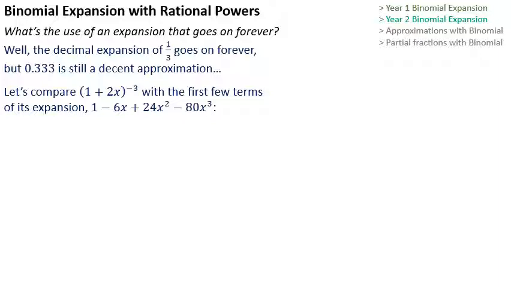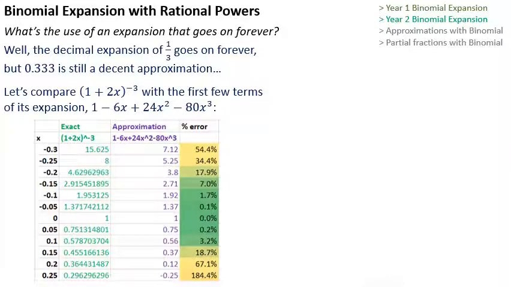It's going to do 1, take away 6 lots of the input value plus 24 lots of the input value squared, take away 80 lots of the input value cubed. And as long as the input value is small enough, then this should come out as something pretty similar to 1 plus 2x to the -3. Let's do a quick comparison. I threw this into a spreadsheet so we can see what Excel calculates for an exact power of -3. And then we can see what the approximation gives us.